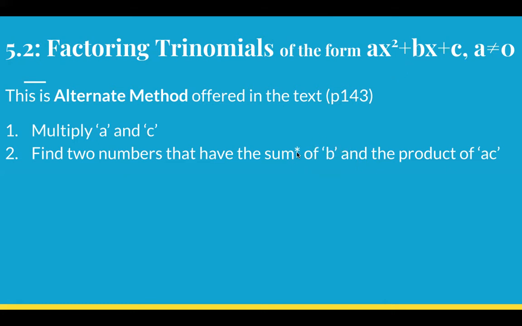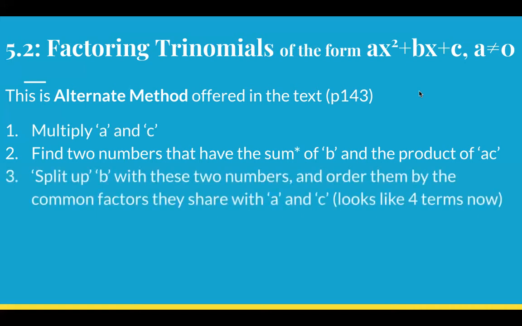I put an asterisk there by sum because I mentioned the other day, sum or difference may have been in brackets, but really it's all adding. If you add a positive and a negative number, it's a subtraction question. If you add two positive numbers, it's a straight addition, or two negative. Anyway, you find two numbers that have the same product as a times c, and when you add them up, they'll have the sum of b. Pause if you need to write this down without me yammering.